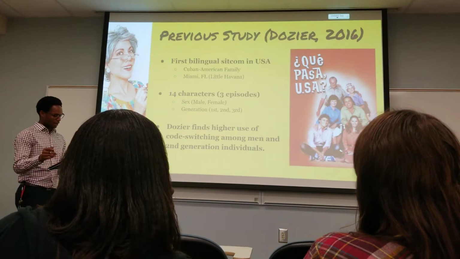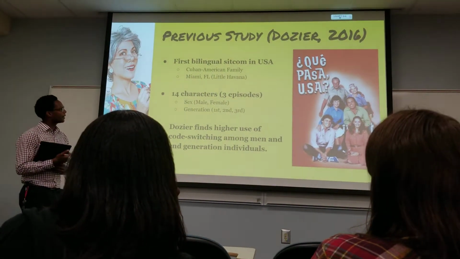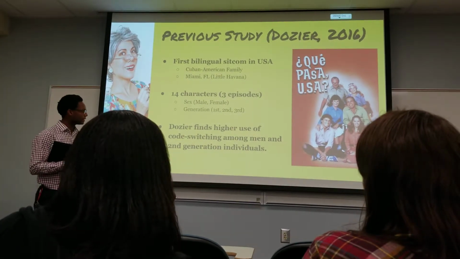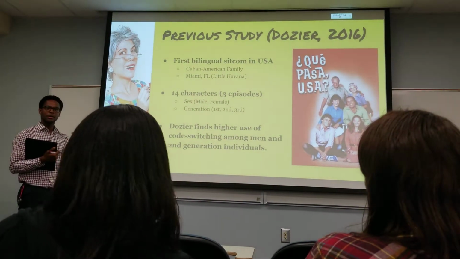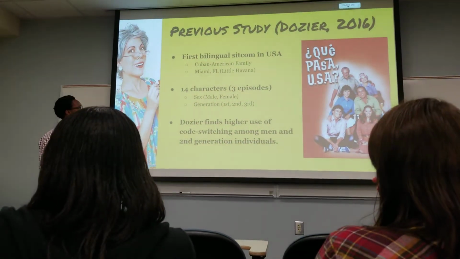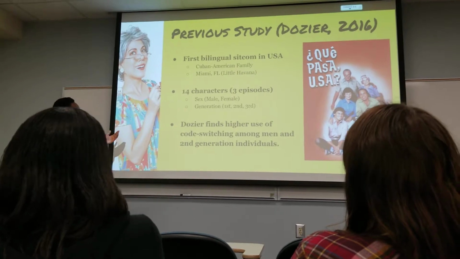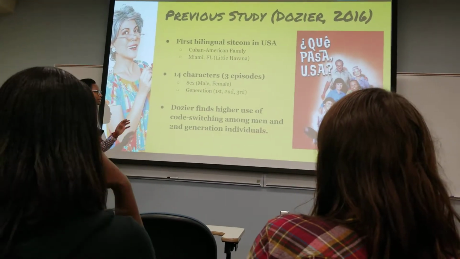So what she did was she looked at 14 different characters in the series and watched 3 different episodes and transcribed each episode and looked at the different types of code switching that were occurring there. And she classified each character by their sex, male or female, and then by the generation, first, second, or third. A clarification about the generations.